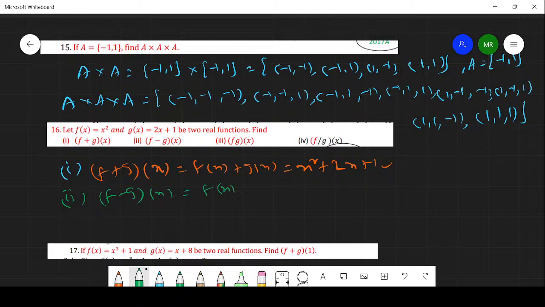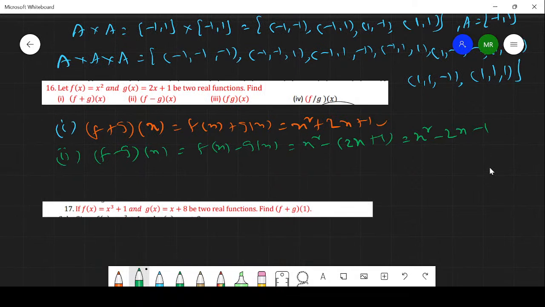So f of x minus g of x. We should be careful. It is x square minus of 2x plus 1. With this minus, people may forget about this bracket. We should be careful. x square minus of 2x plus 1. The answer will be x square minus 2x minus 1. We should be careful when I have written this. Just f minus g, the difference of two functions, right?